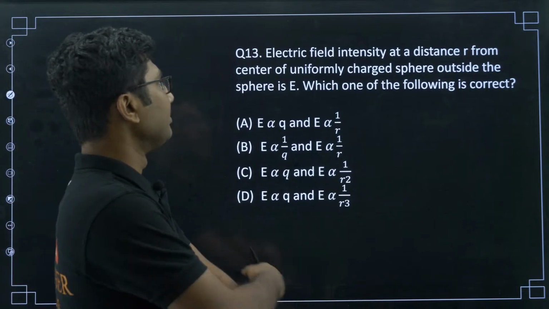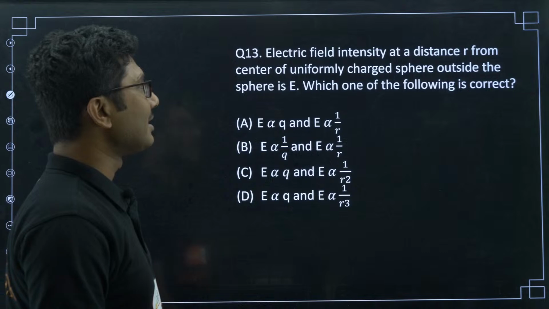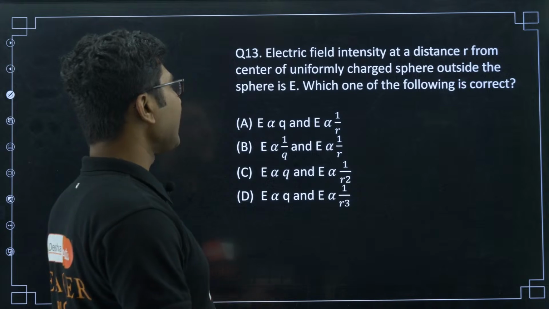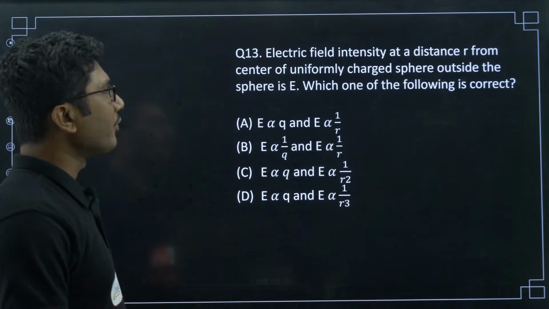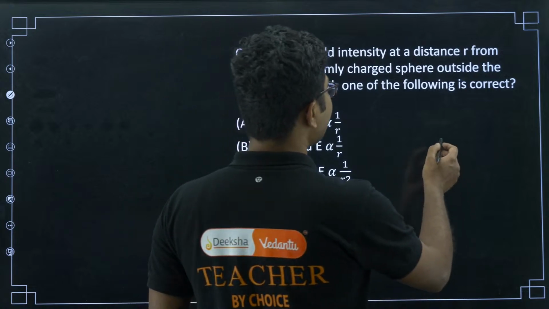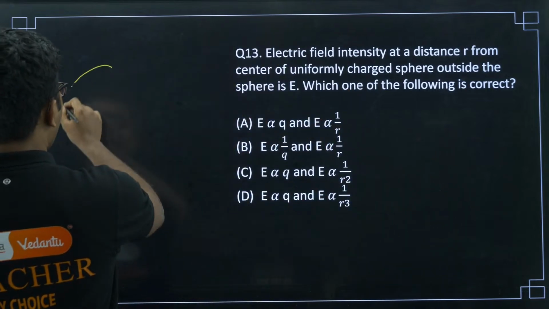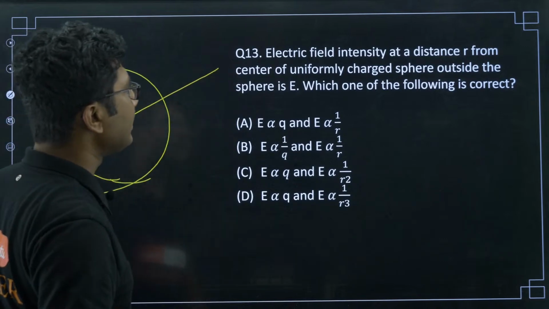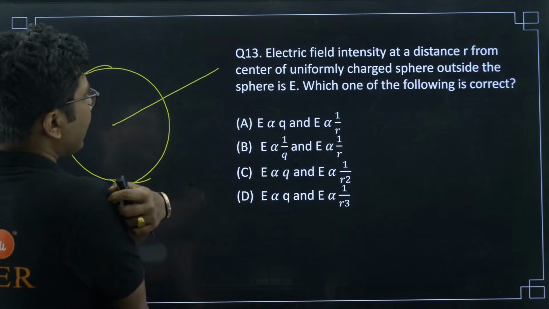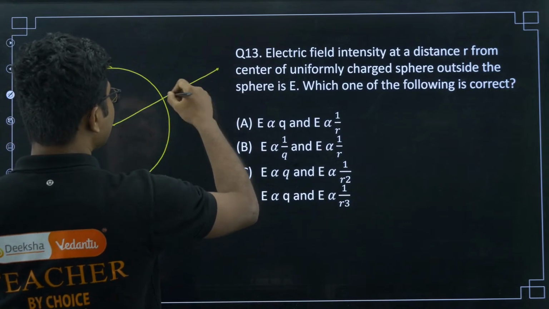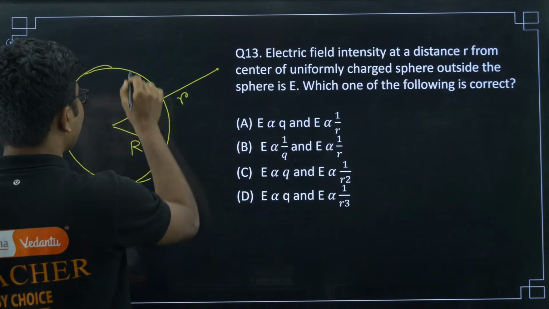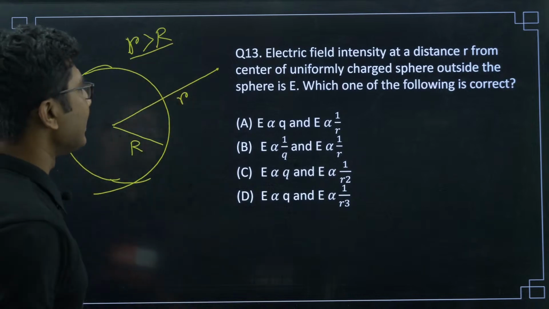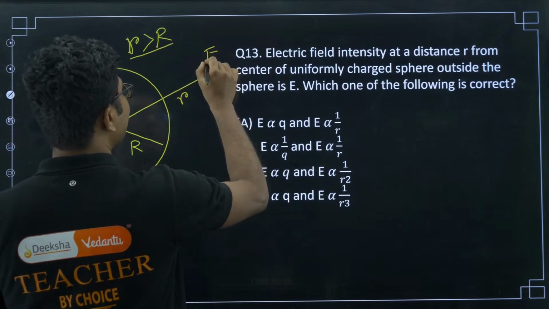Question number 13. Electric field intensity at a distance r from the center of a uniformly charged sphere, outside the sphere, is E. Which of the following is correct? So obviously what they are trying to say is that r is greater than the radius of the sphere, and the electric field is given here as E.